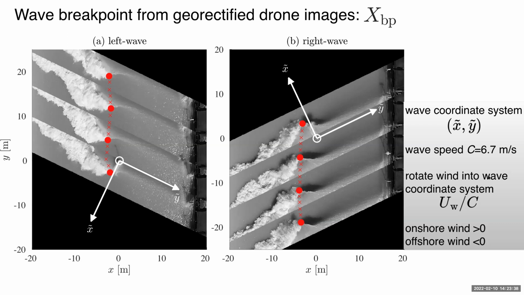What we do then is rotate the wind into this coordinate system. We take the dot product of the wind with the direction of x tilde to get UW, and divide that by C. This is a non-dimensional parameter on the wind speed: the ratio of wind speed to the phase speed of the waves. If it's greater than 0, it's onshore. If it's less than 0, it's offshore.